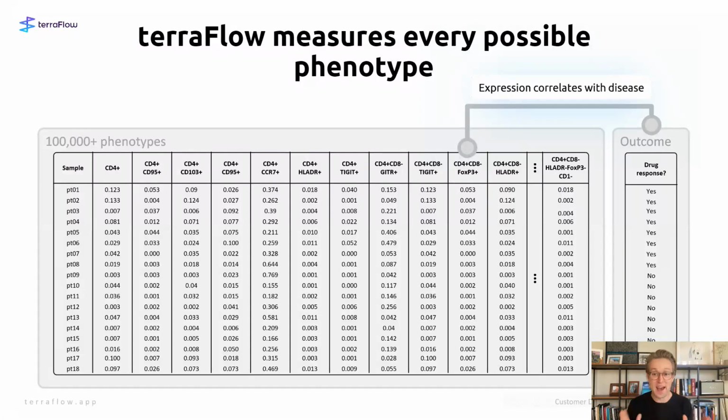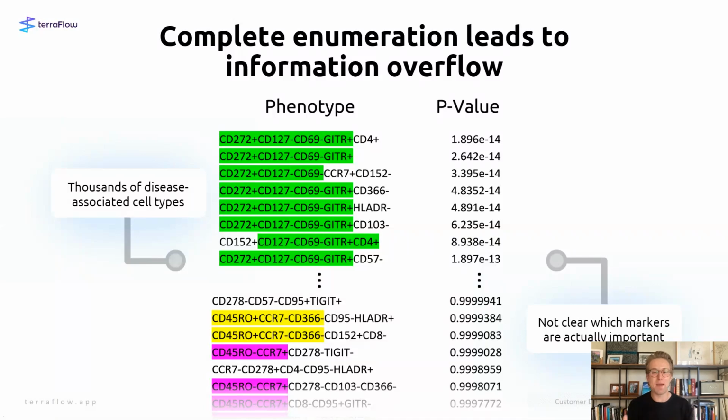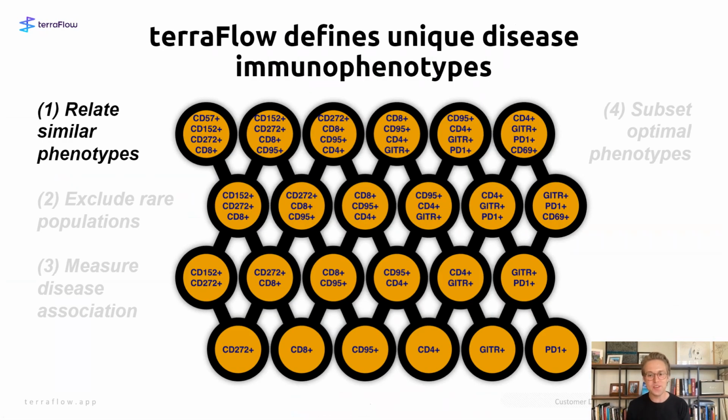Now, there's one downside of doing this kind of exhaustive approach. And if you've already worked with high parameter data, you may know what it is. What ends up happening is that we get thousands of disease-associated cell types, and many of them have the same markers in common, like the ones I've highlighted in green. So if you look at the top 10 cell types here, it's not clear if these are really distinct populations or they're just different ways of describing the same cell type.